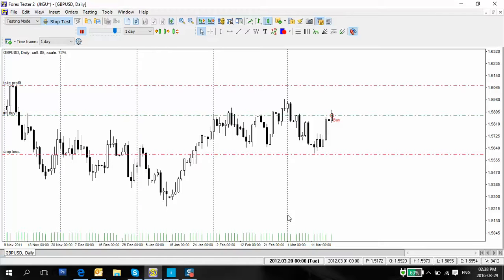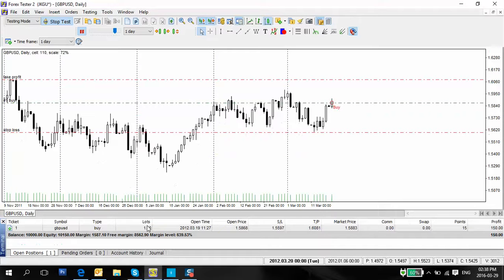So let's keep going. All right, it triggered on the very next candle. If I bring up the terminal window here, you can see what's happened. We're in a buy trade, and it simulated the exact price on the 19th of March 2012. This is the price that we're in. There's our stop loss, there's our take profit. It tells you what we're in right now. We're about 15 pips up, and that's $150.